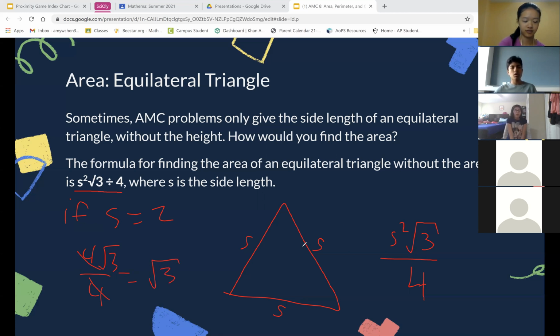The answer will always be in terms of radical 3. It'll say express your answer in simplest radical form. So just keep it as radical 3. If the side length is 3, then you would do 3 squared radical 3 divided by 4. So the answer is just 9 radical 3 divided by 4. That's it. There's nothing else. You don't need to simplify it from there. And that would be your final answer.